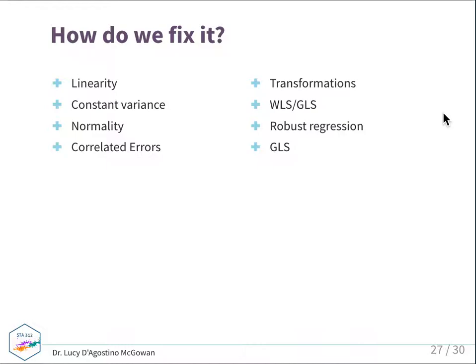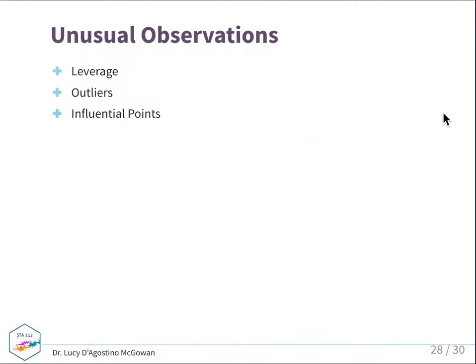Normality, when normality is a problem, we can use robust regression to help us with that, especially in the case of outliers. And then when we have violated the independence assumption, when we have correlated errors, we talked about how we could use generalized least squares to be able to account for that. And then we also talked about unusual observations, things like leverage points, outliers, influential points, what the difference is between each of those and what to do in the presence of them.